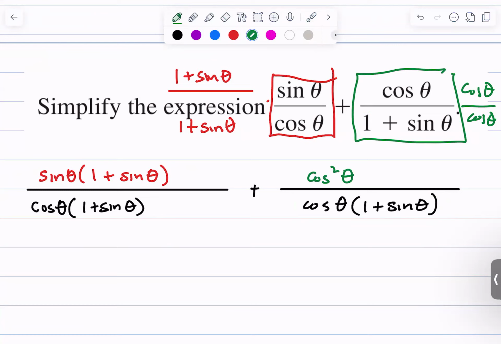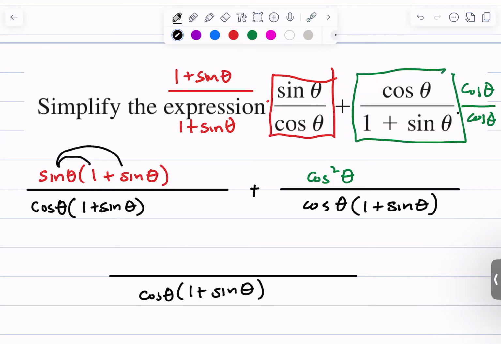So my next step would be to put it all under one fraction. Okay. And I'm going to distribute the sine out here. So sine times 1 is sine. Sine times sine is sine squared plus cosine squared. That's what we did, right?